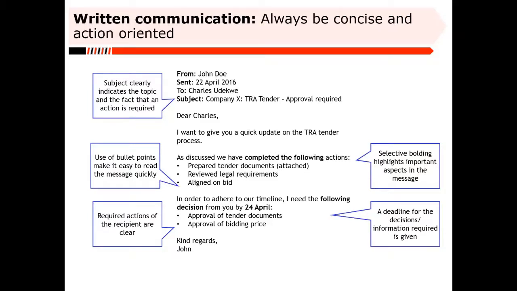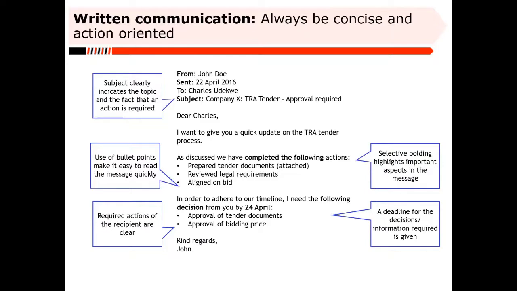It says, "Dear Charles, I want to give you a quick update on the TRE tender process. As discussed, we have completed the following actions. We've prepared tender documents, which is attached. We've reviewed the legal requirements. We've aligned on the bid. In order to adhere to our timeline, I need the following decision from you by 12th to 24th of April. Number one, approval of tender documents. Number two, approval of bidding price."